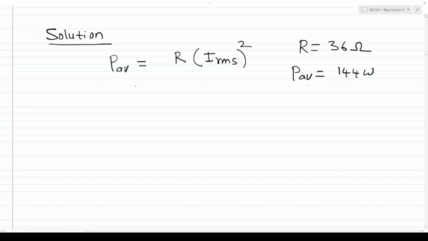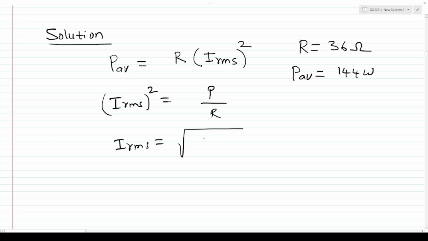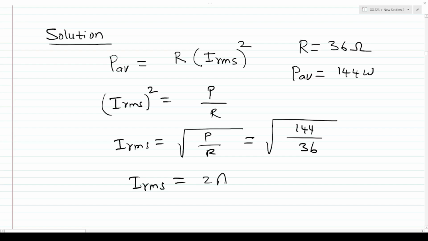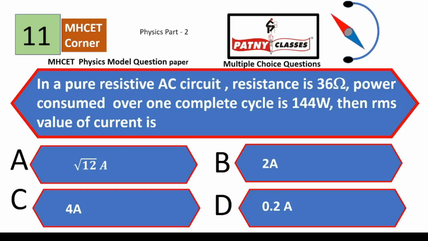Solution. Power in pure resistive circuit is given by P average equals R into I RMS square. Therefore, I RMS square equals P upon R. I RMS equals under root of P upon R. That is equal to under root of 144 upon 36. Therefore, I RMS value equals 2 amperes. Therefore, option B, 2 amperes, is the RMS value of current. Option B is the correct option.